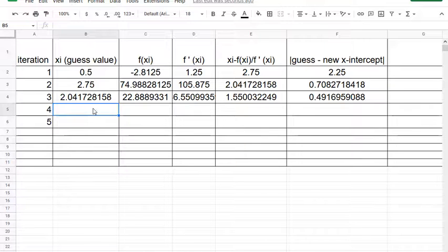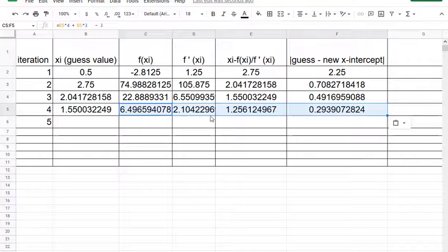And so this time, the guess would be the x-intercept of the previous iteration, so this one would be E4. And then copy this row, highlight, and Control C, and then click on this cell and Control V for pasting. So at the end of the fourth iteration, the x-intercept of the fourth tangent line is 1.25. The difference between x sub i and the x-intercept is still too large, so we go to iteration 5.